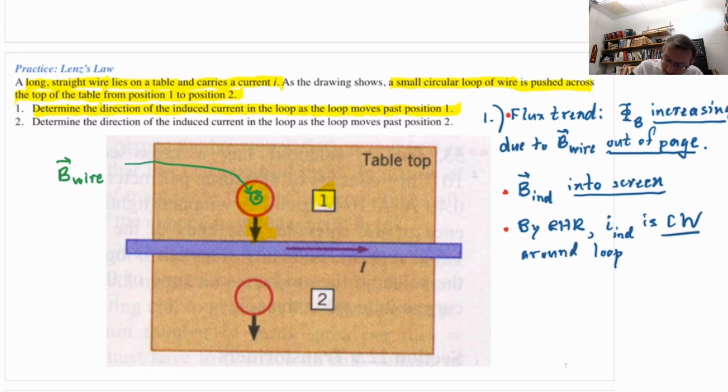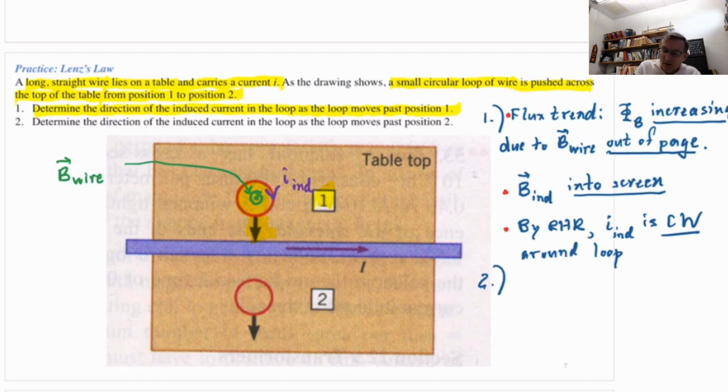Boy, you've got to be really concentrating all the time. I induced clockwise. So it's basically a three-step process, as I suggested. Find the flux trend. Use Lenz's law to figure out the direction of the induced magnetic field you would need to try to cancel out that trend. And then just use a right-hand rule to figure out what the direction of the induced current has to be to give you the direction of the induced magnetic field you need. Got to just practice, okay? Practice, practice, practice.